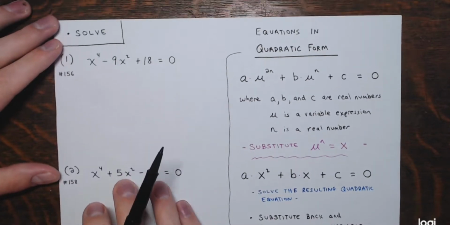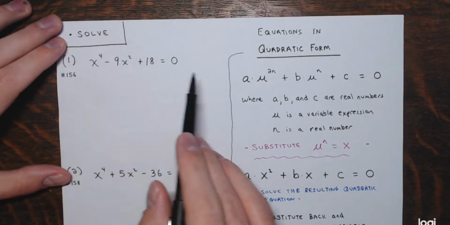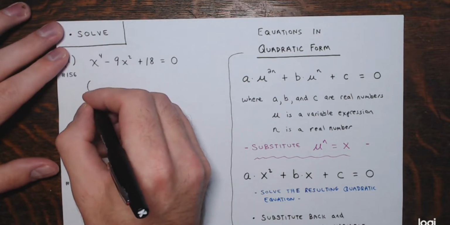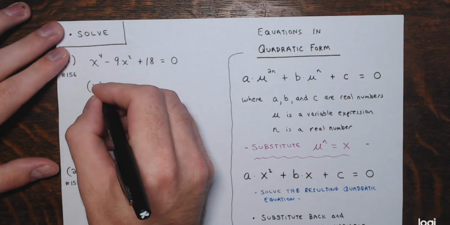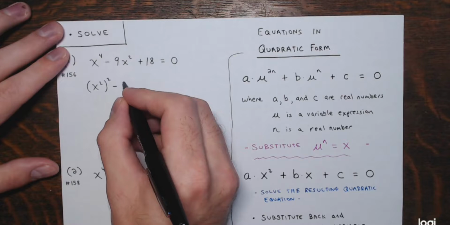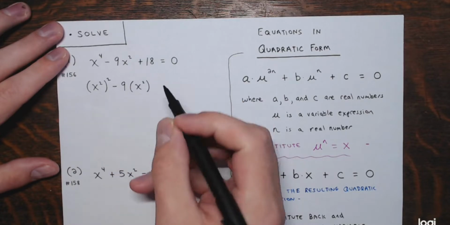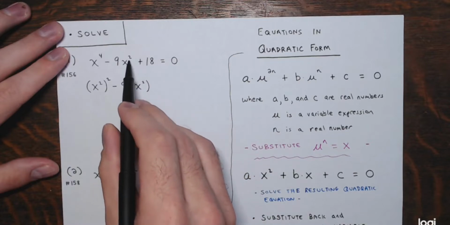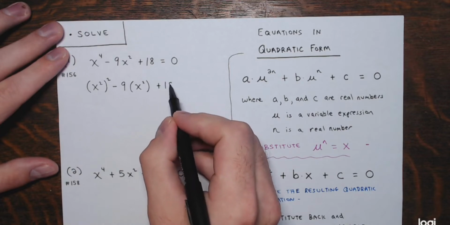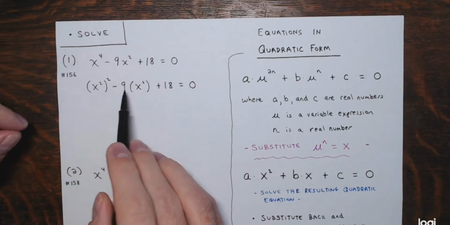Now let me show you that this first equation here, it's not quadratic, but it is in quadratic form. See, x to the fourth is actually the same thing as x squared, squared. Then you have minus 9 times, and then I'm just putting parentheses around it so I can highlight it, x squared is x squared to the first, and then plus 18 equals 0. Do you see how this is in this form?